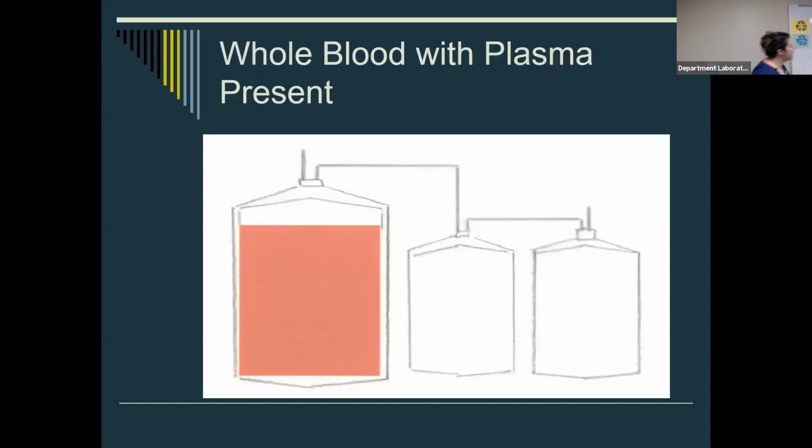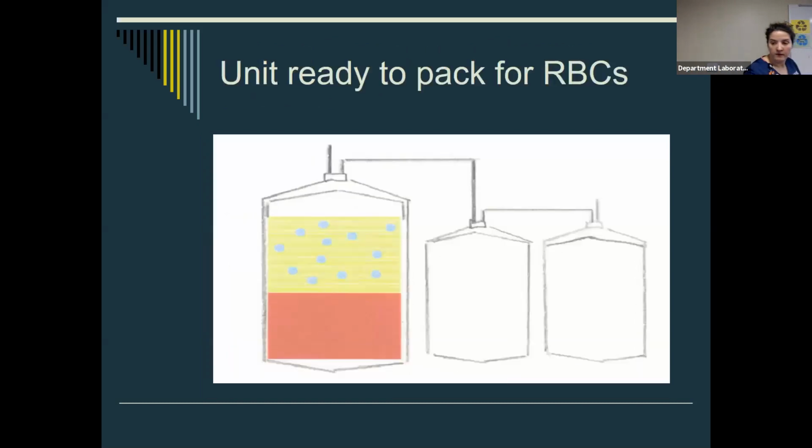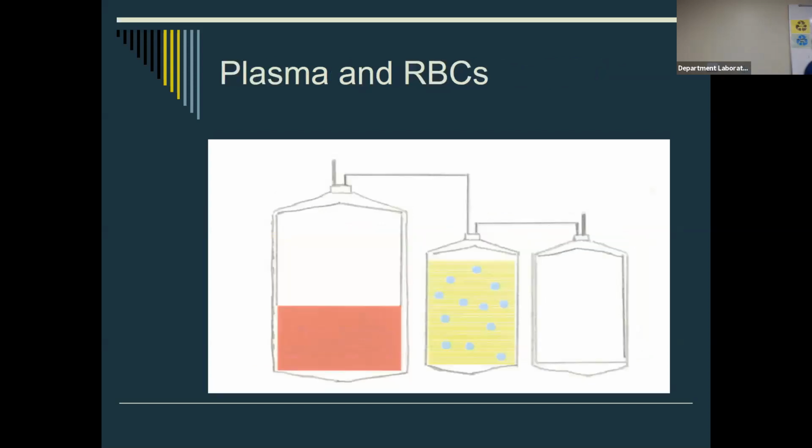Here's your mother unit with all of the components. After that soft spin, you're left with platelet-rich plasma. Then we can express the platelet-rich plasma off into one of the other bags that I mentioned was attached to the mother bag. Then we can hard spin that bag. Notice we're left with what we call packed red cells, so it's nothing but red cells. A very minute amount of plasma remains in here, but not enough to cause any harm.